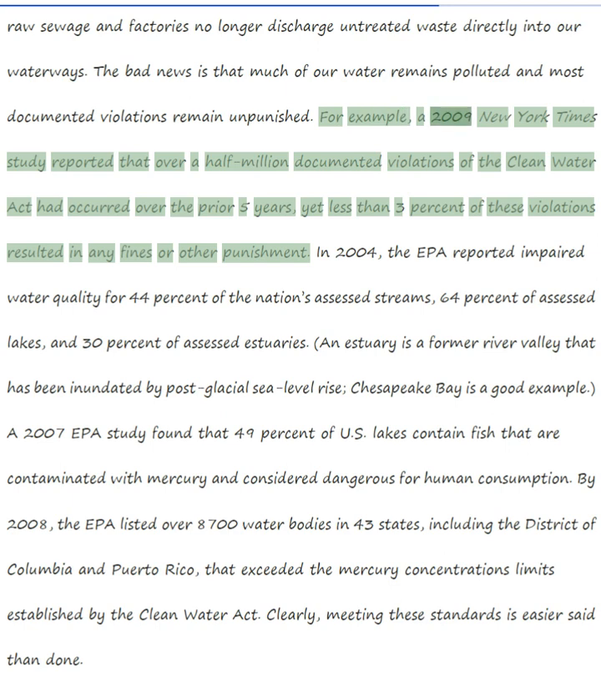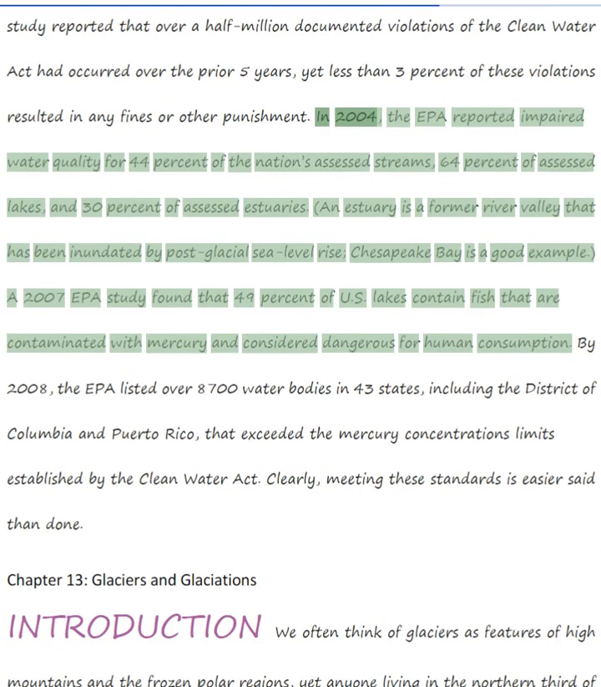For example, a 2009 New York Times study reported that over 500,000 documented violations of the Clean Water Act had occurred over the prior 5 years, yet less than 3% of these violations resulted in any fines or other punishment. In 2004, the EPA reported impaired water quality for 44% of the nation's assessed streams, 64% of assessed lakes, and 30% of assessed estuaries. A 2007 EPA study found that 49% of U.S. lakes contain fish that are contaminated with mercury and considered dangerous for human consumption.